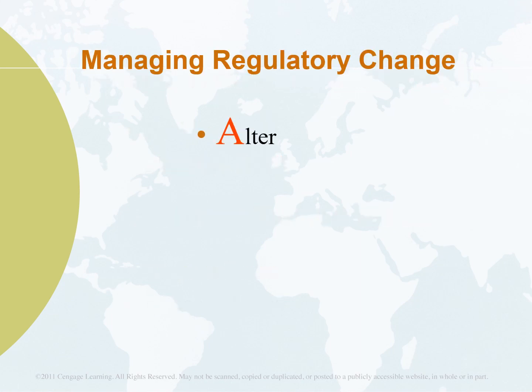Then we talk about managing regulatory change, the regulatory decisions of the host country government. We talk about four strategies for dealing with that: alter, avoid, exceed, and ally. Make sure you understand all of them. Alter, you want to change it. Avoid, you want to bypass it. Exceed, you comply with it. Ally, you form alliances to try to overcome it.